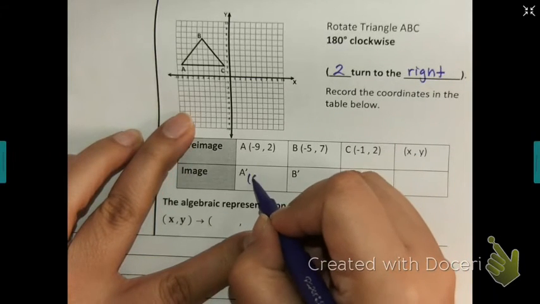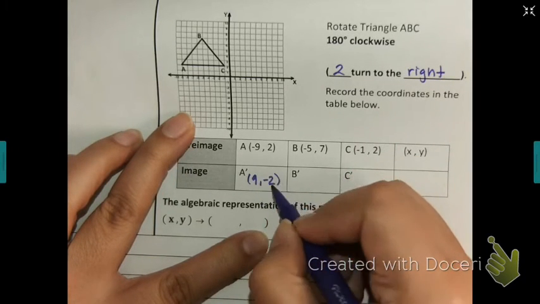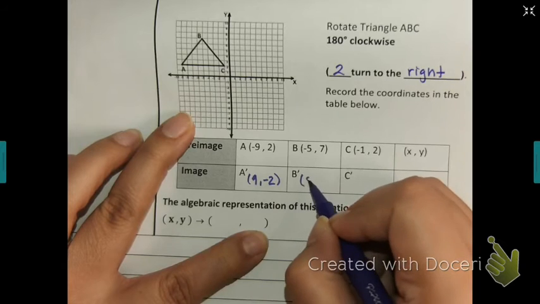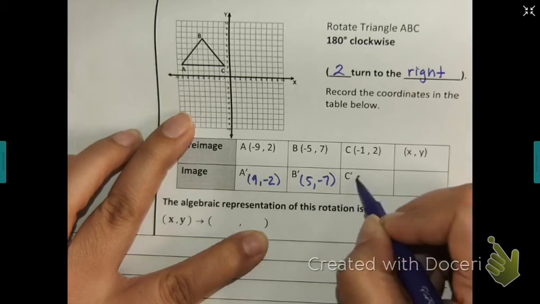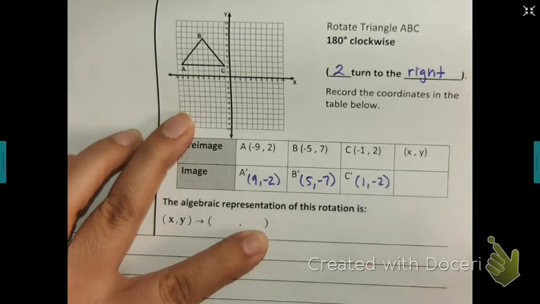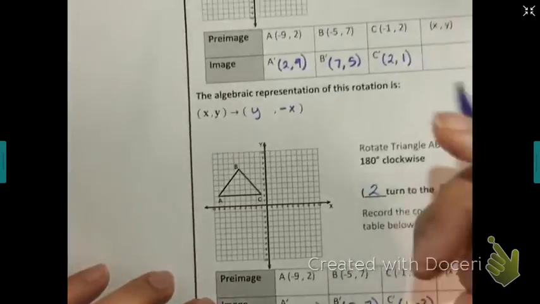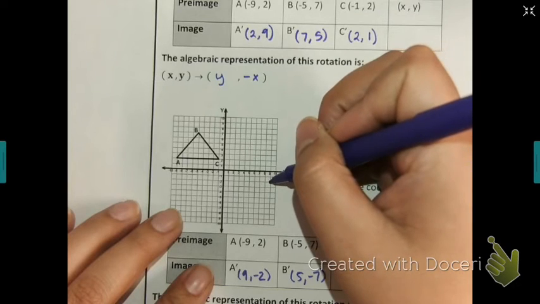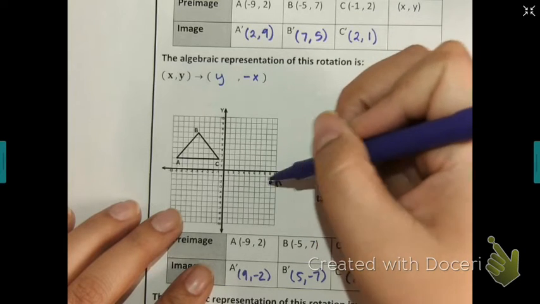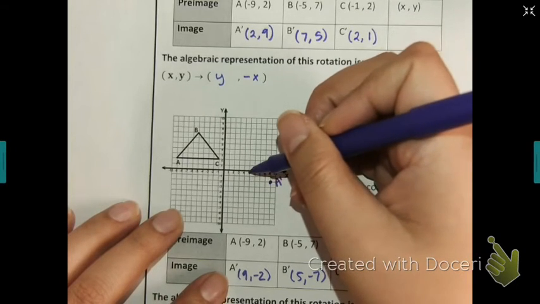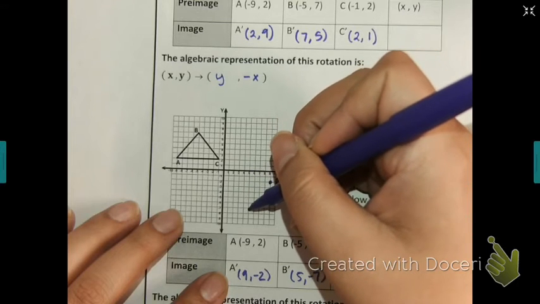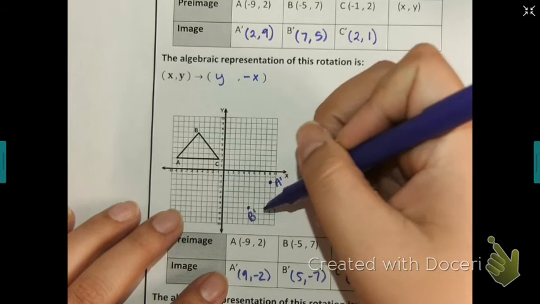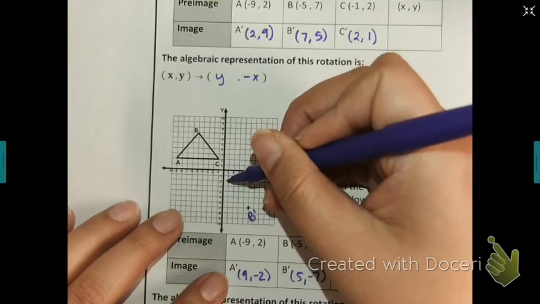of each sign. So instead of -9, I have 9, and -2, right? The opposite signs. 5, -7, and 1, -2. Opposites. So if I go ahead and plot those, I get 9, -2. Right here, that is A prime. B prime is 5, -7. And then 1, -2 is C prime.